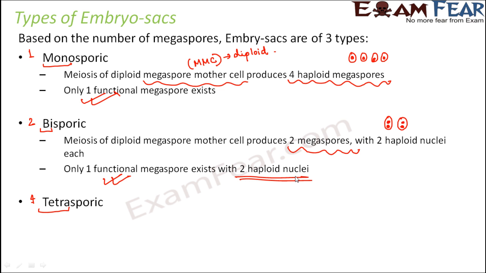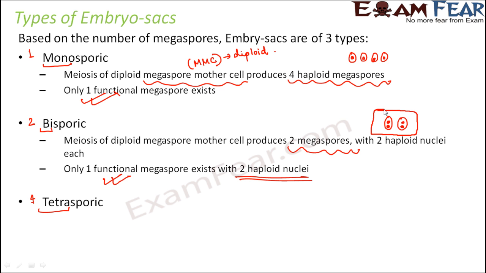So you see, it is not directly about the number of megaspores that you have, because whether it is monosporic or bisporic, you always have 1 functional megaspore. But in the case of monosporic, that 1 functional megaspore has 1 haploid nucleus, while in the case of bisporic, that 1 functional megaspore has 2 haploid nuclei. That is why it is bisporic. Now, a simple question might come to your mind: why is there this difference in bisporic?